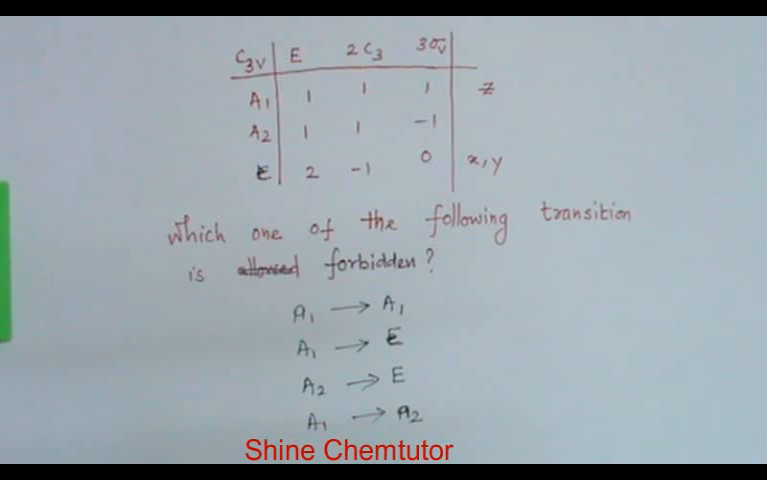In this video, we are going to solve a problem on group theory and electronic transition. In the problem, we are given the character table for the C3v point group. Which one of the following transitions is forbidden? The given options are A1 to A1, A1 to E, A2 to E, A1 to A2. This problem is somewhat simple if you have come across this concept earlier.